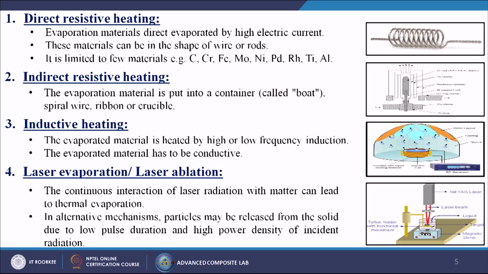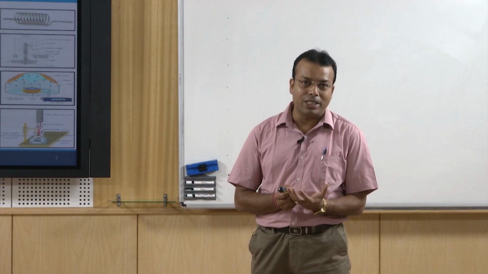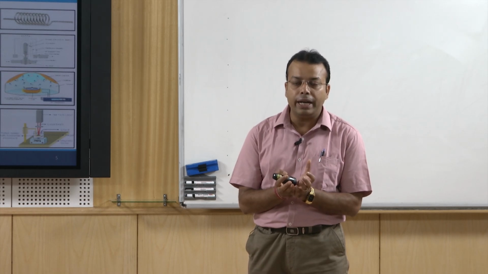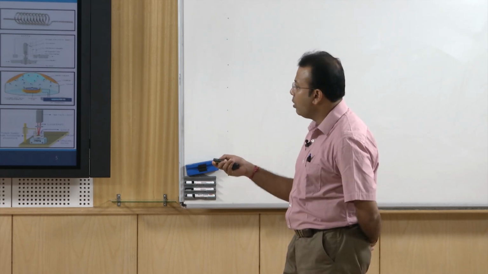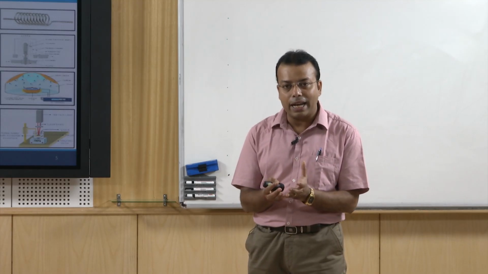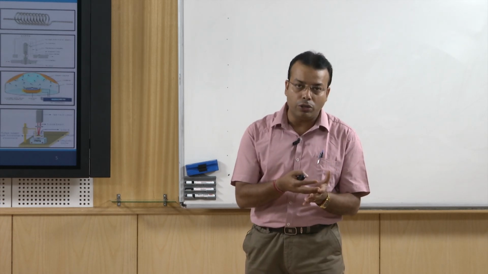Then the next one is indirect resistive heating. In this case we are using a certain kind of material which is known as a boat. It is made of some kind of ceramic material which can withstand high temperature too. It is like a small bowl-type material which is known as a boat. Then there can be a spiral wire or a ribbon or a crucible, which is universally used everywhere. So, in this case you can understand that we are putting the crucible over here, then we are using indirect heat onto those source materials so that they can vaporize and that vapor can deposit onto your substrate.